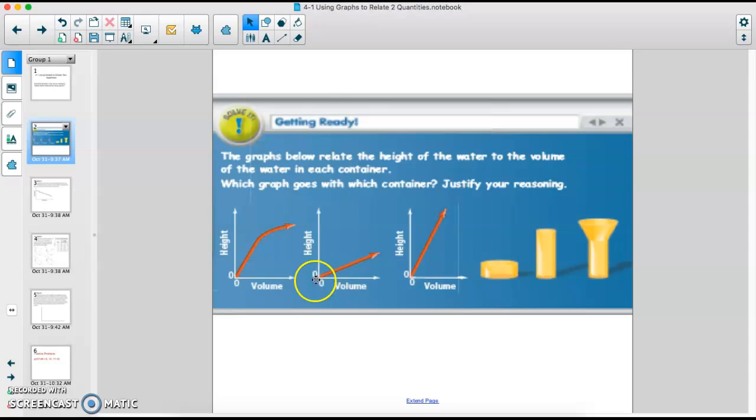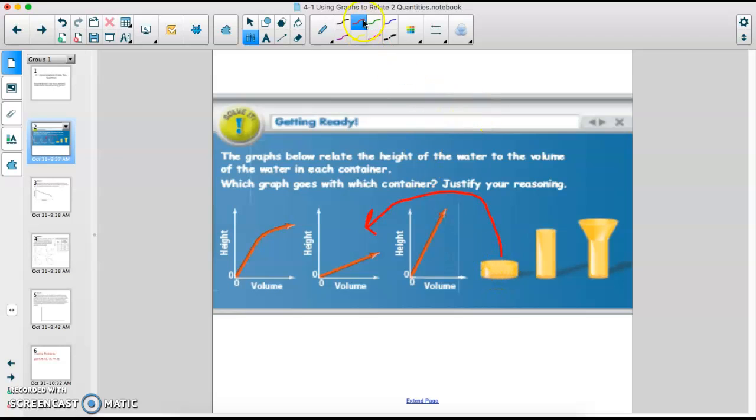Let's start off with this one. As the volume gets higher, the height does not get very high. And so which one would that represent? Well, we'll use red here. It's probably going to represent this one. The height doesn't get very high, and the volume stays constant. No matter where you're at, it's adding at the same rate.